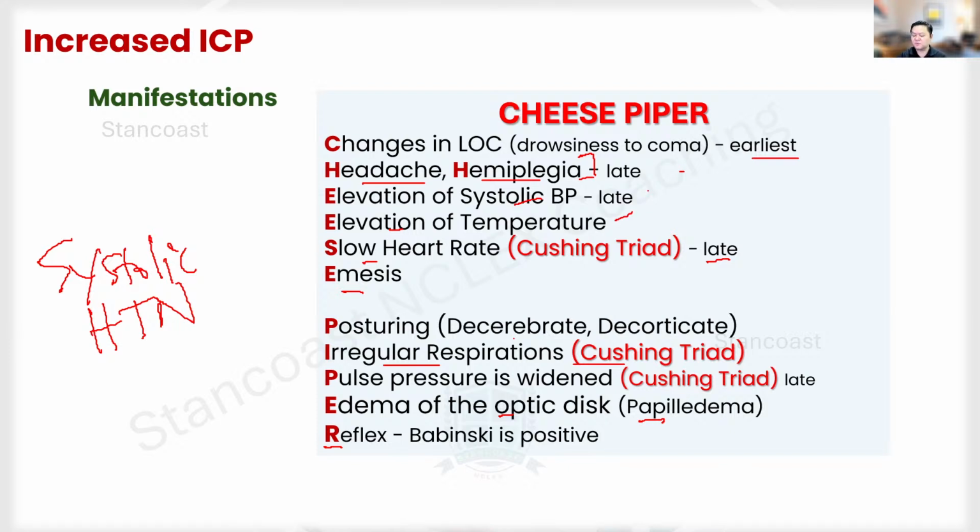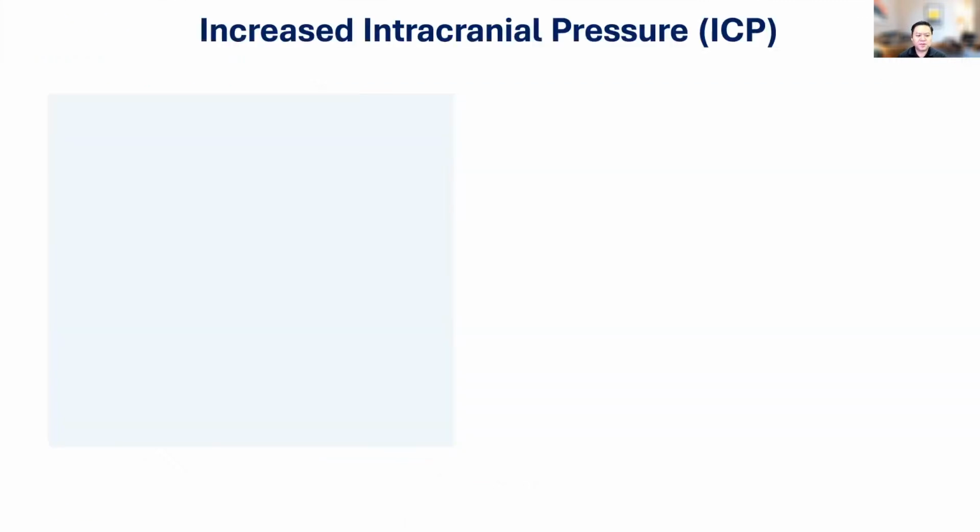So don't forget about the Cushing's triad. I hope that this will help you recall the important manifestations. Now let's talk about the treatment of the increasing ICP.